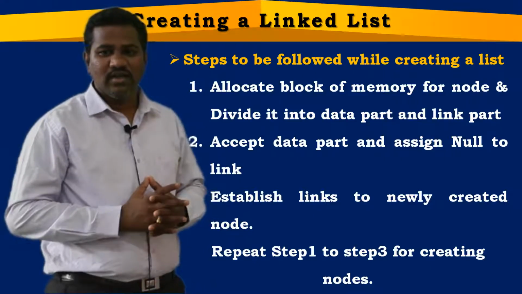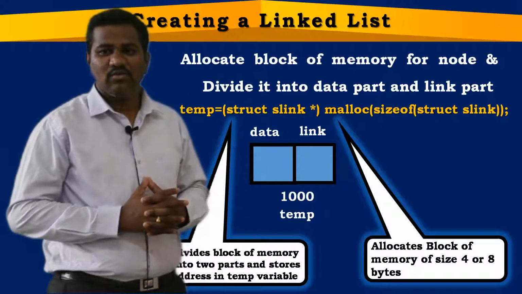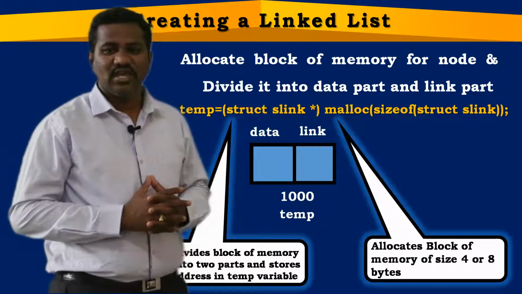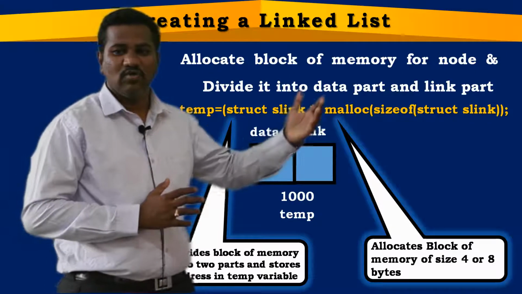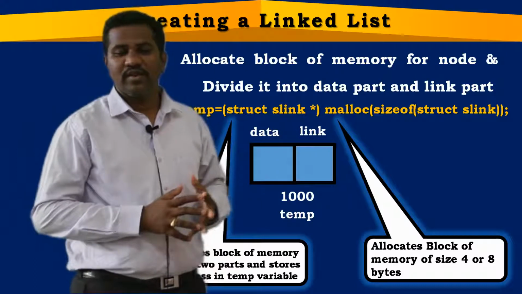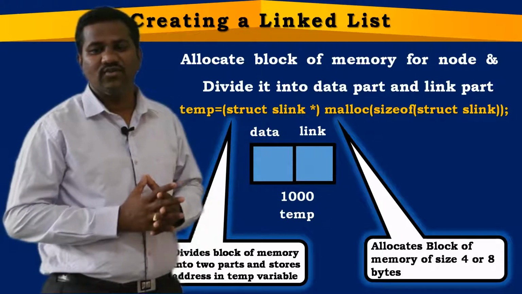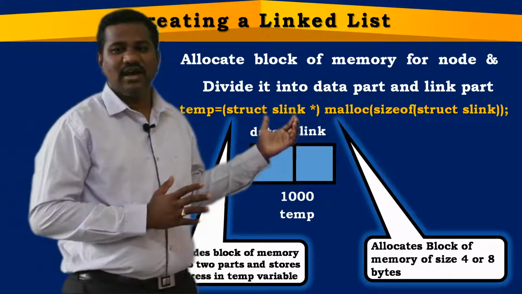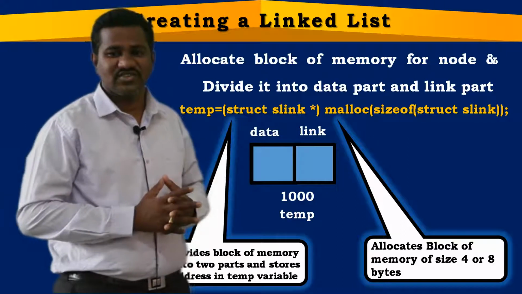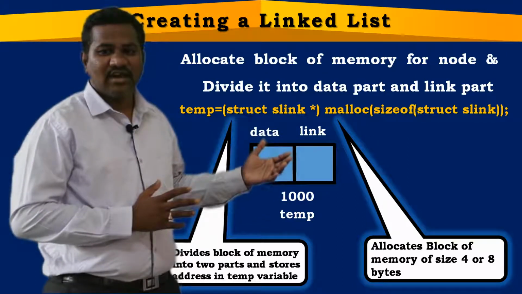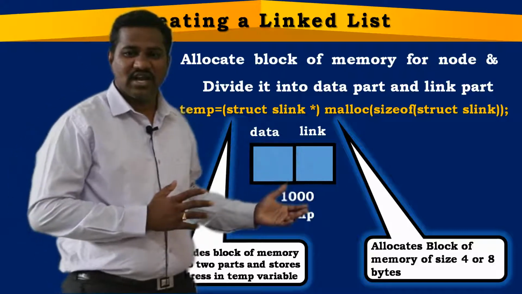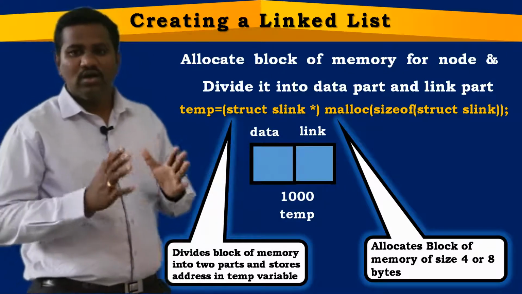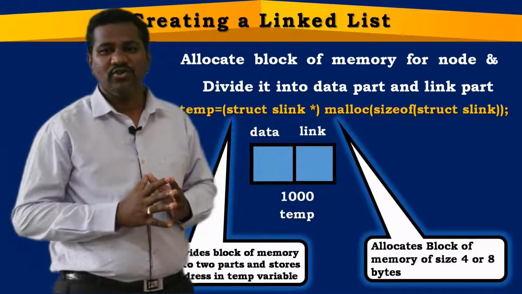So let us have a look at allocating the block of memory and dividing that into data part and link part. As we already discussed, for this we require two instructions, and with the help of the malloc function we are going to allocate a block of memory. malloc(sizeof(struct slink)) allocates the block of memory, and for what purpose we are using this block of memory is decided by this instruction, struct slink asterisk. So that block of memory will be allocated, which has been divided into data part and link part, and which contains some address. That address has been stored in some variable called what? Temp. This is how the block of memory is going to be allocated.